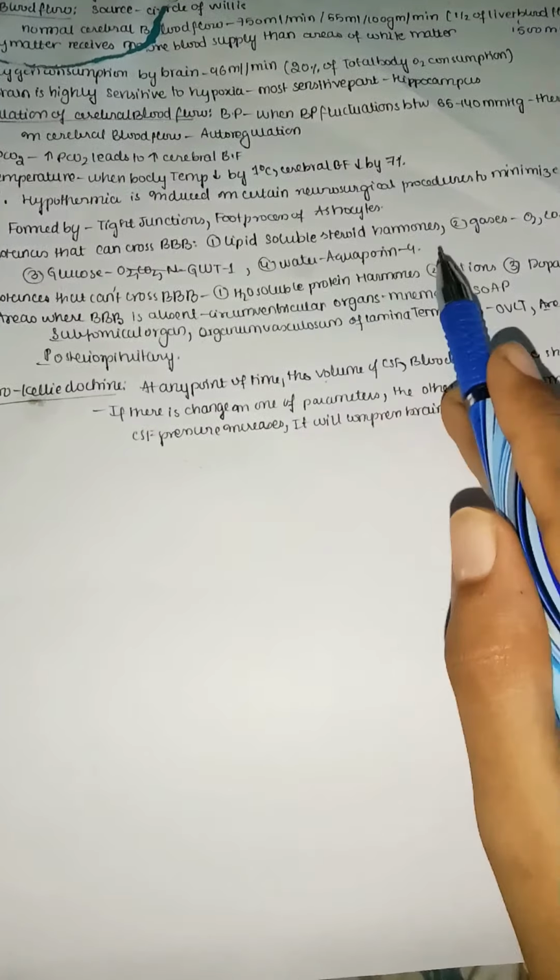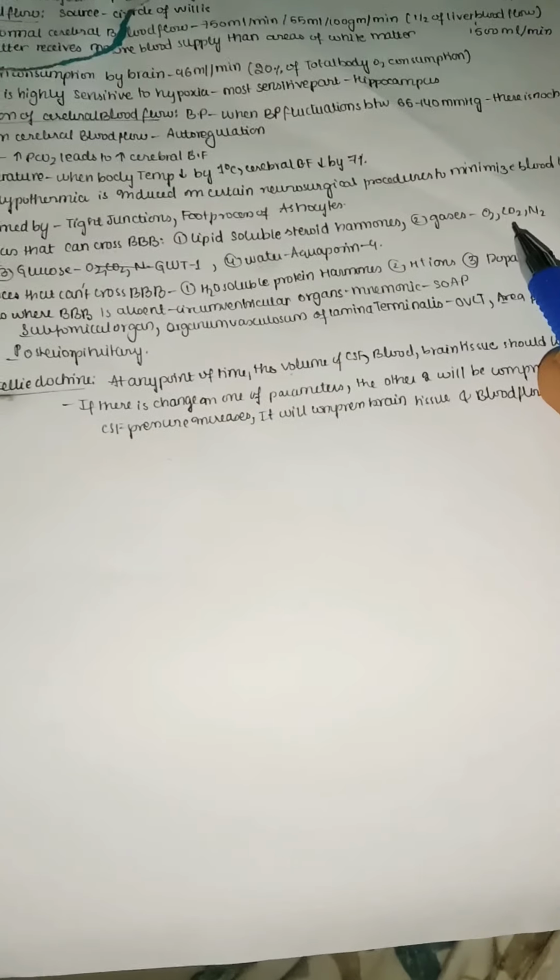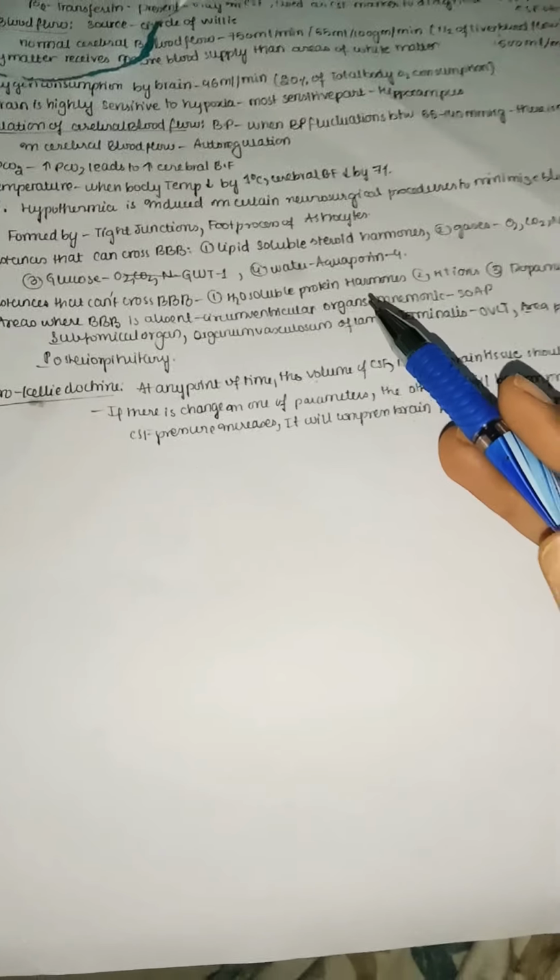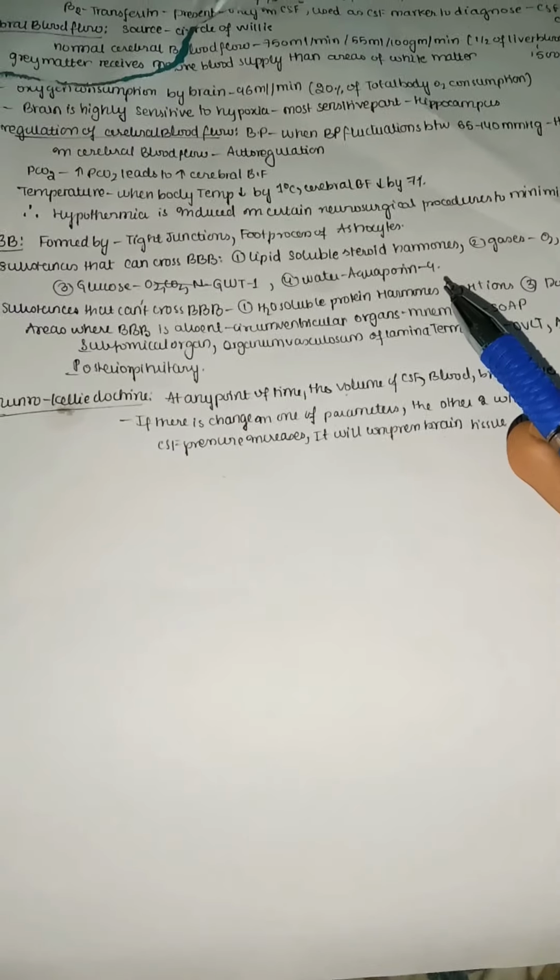And next, now we'll see our blood-brain barrier. So it's mainly formed by tight junctions and foot processes of astrocytes. So the substances that can cross are lipid-soluble steroid hormones. Gases like oxygen, carbon dioxide, nitrogen can cross. Glucose can cross by GLUT1 transport, and water also can pass the blood-brain barrier mainly by aquaporin 4. So these are the 4 substances which can cross the blood-brain barrier.